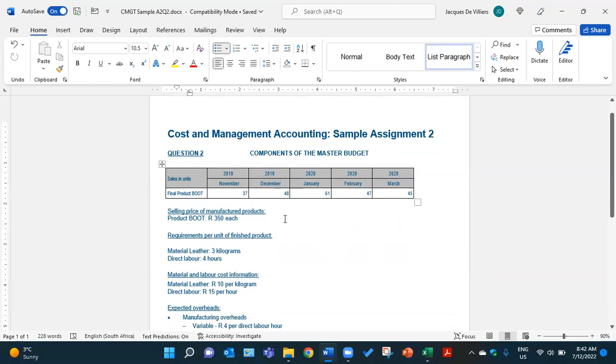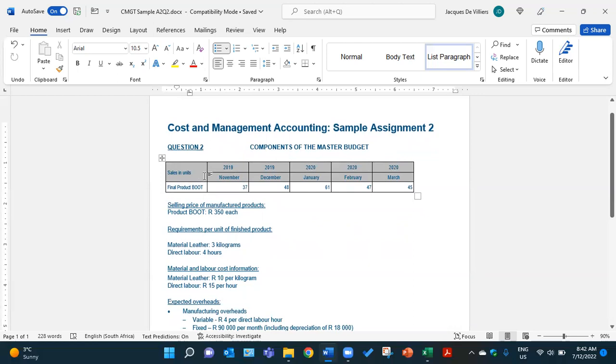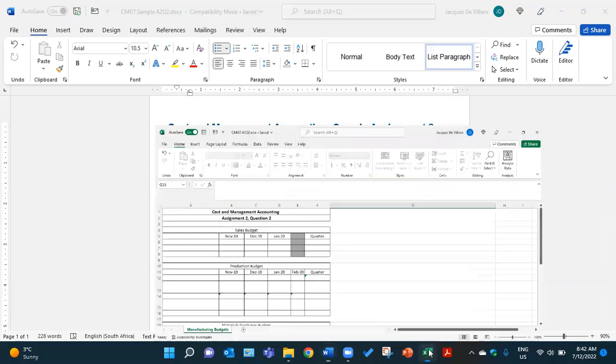Now, if they give you the expected sales in units, and they give you the sales price of each pair that you're going to sell, you can start with your sales budget very easily, simply by saying, let's take the number of units and multiply with the selling price. So let's do that. Okay.